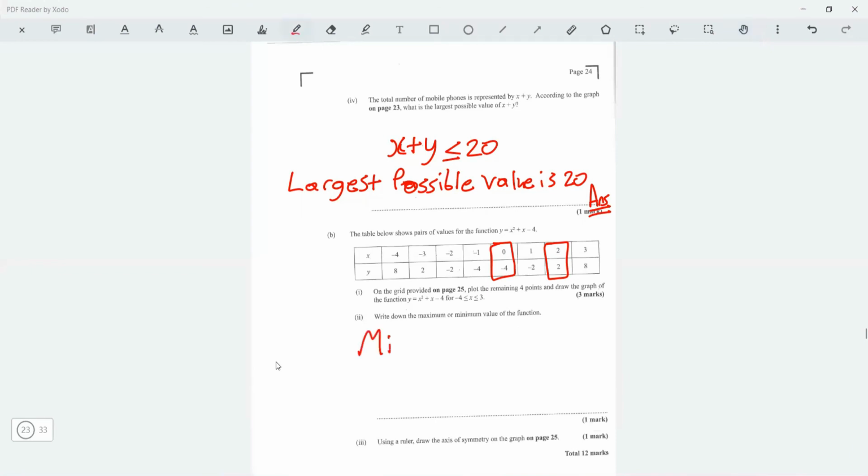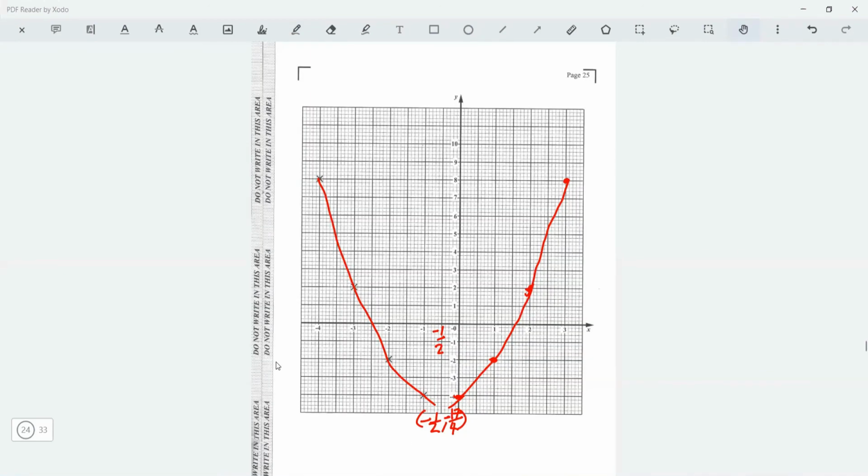So the minimum value is equal to -4.25. That's it. Now the next part says, using a ruler, draw the axis of symmetry on the graph. The axis of symmetry is where the graph gets cut in half. The graph gets cut in half right here, so let's draw it.